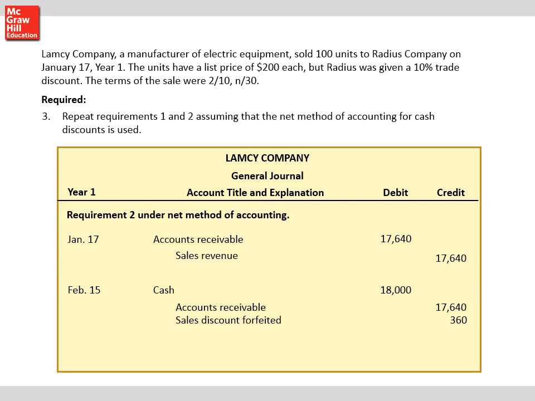So, just demonstrating two ways to record accounts receivable: what a trade discount is, how it impacts your journal entry, and what a cash discount is.